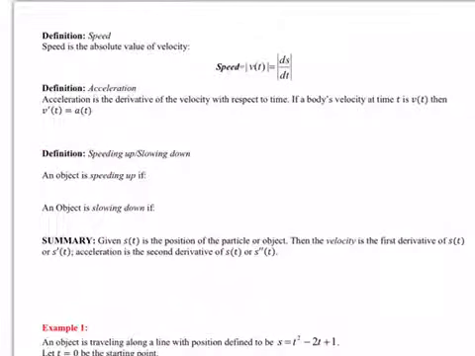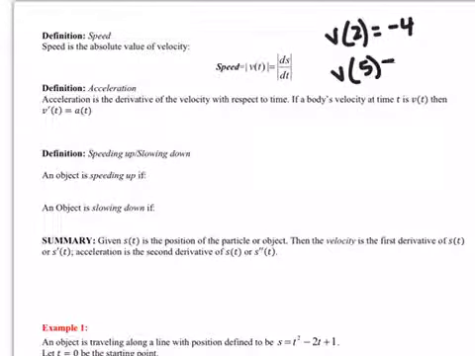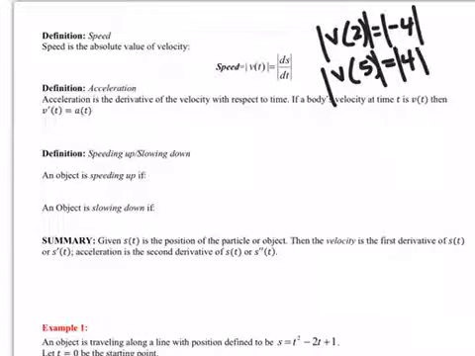Okay, so the speed is the absolute value of the velocity. So let's say that the velocity at time 2 equals -4, and the velocity at time 5 equals 4. Okay, so all that tells me is that both of them have the same speed, right? They both have the same speed of 4, but at time 2 it's moving to the left, and at time 5 it's moving to the right.